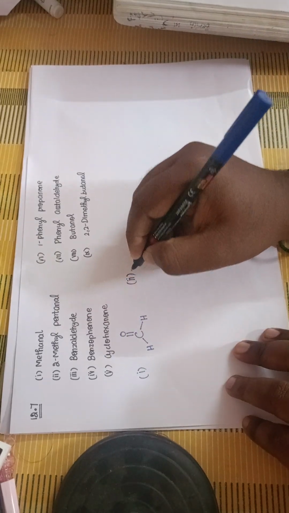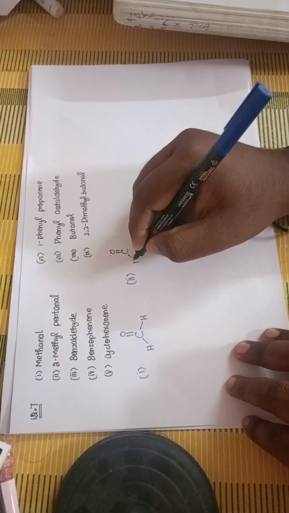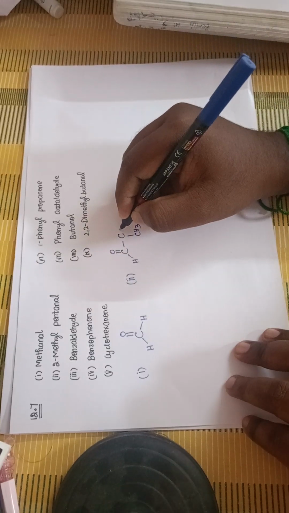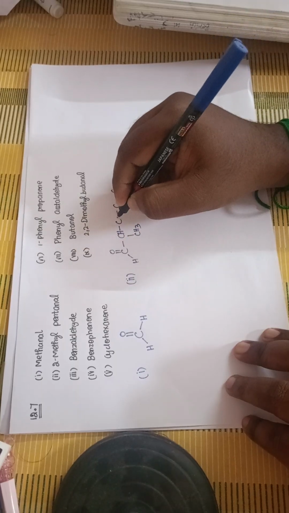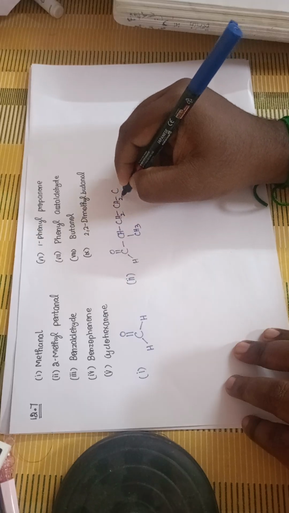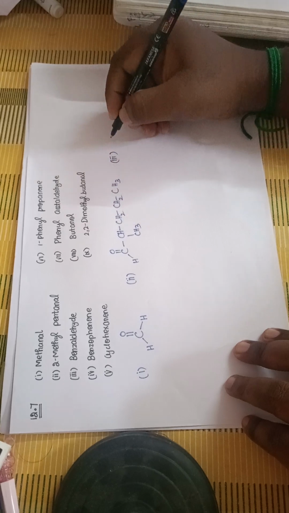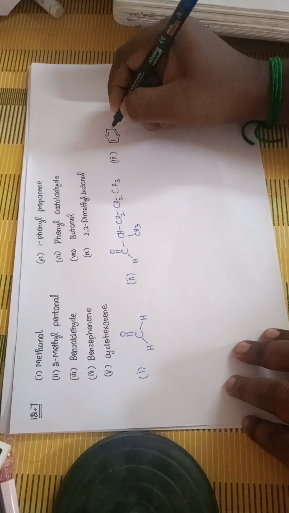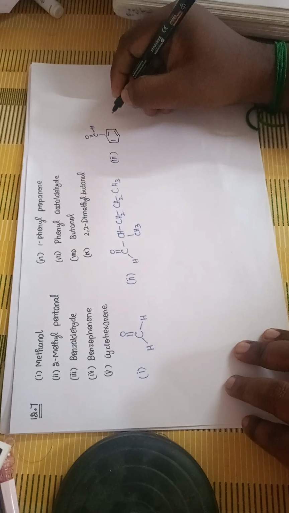Next, 2-methylpentanal. It has the aldehyde functional group. In the second carbon you have a methyl group, and the longest chain has 5 carbons: 1, 2, 3, 4, 5. Then fill the tetravalency with hydrogens. Then the third one, benzaldehyde: the aldehyde functional group attached to benzene by replacing one of the hydrogens in benzene.